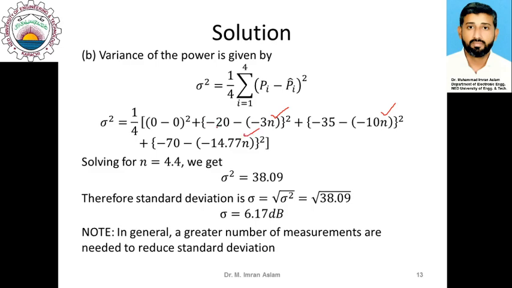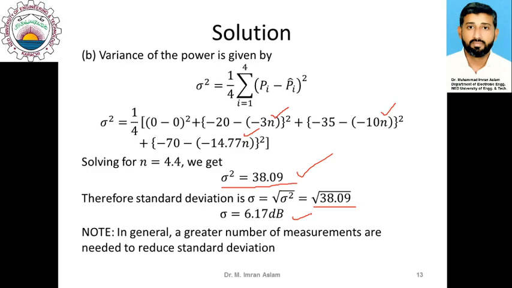We can simply substitute the value of n, which is 4.4, in all these places in this expression, and all these terms become numeric values. You can simplify those numeric values, and it turns out that this variance comes out to be 38.09. But in the problem, we were asked to calculate the standard deviation, which is calculated by taking the square root of the variance. If we take the square root of 38.09, we get the value of 6.17.